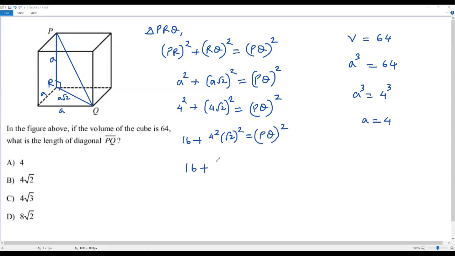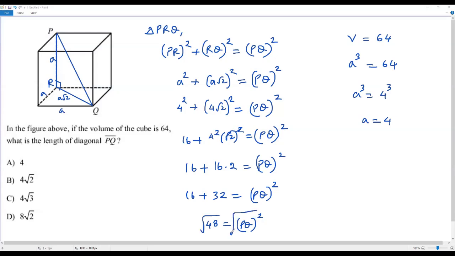And 4 squared is 16. The square root and square cancel. I'm just getting 2, and 16 times 2 is 32, equals PQ squared. Okay, so when I add 16 and 32, I'm getting 48 equals PQ squared. Okay, now to get the length of PQ, I have to get rid of this square. So for that, we have to take the square root on both sides. Let me take the square root on both sides.